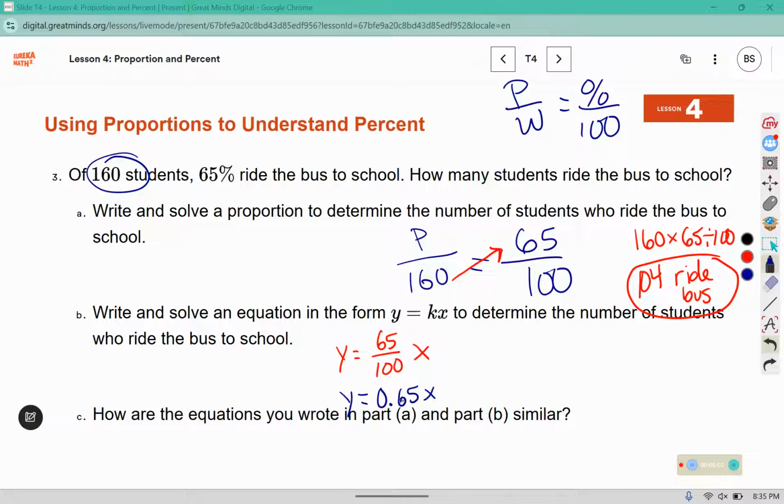It's over 100, so this would be the tenths, hundredths place. And we're replacing the x value with the number of students. In our calculator, we're going to use 0.65 times 160, and that will tell us how many students ride the bus. So y comes out to 104 again. So x is all students, and y are the ones who ride the bus.